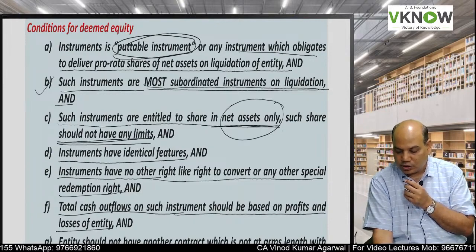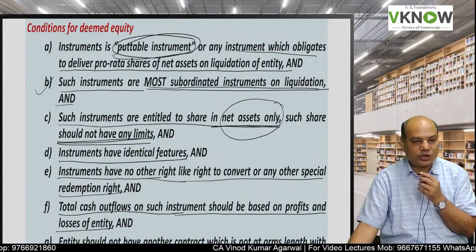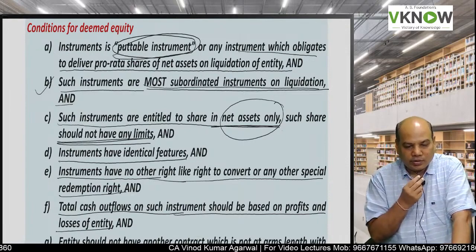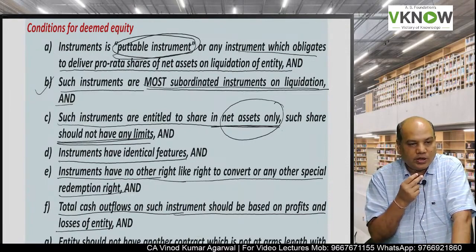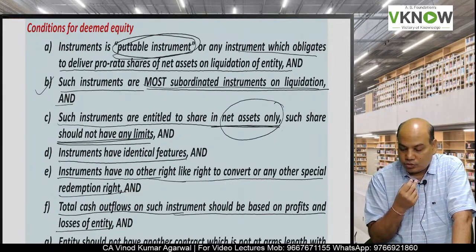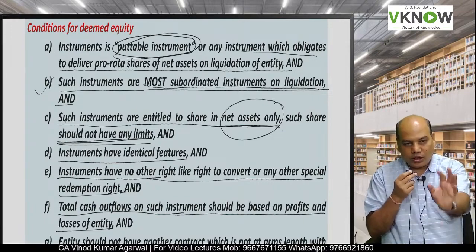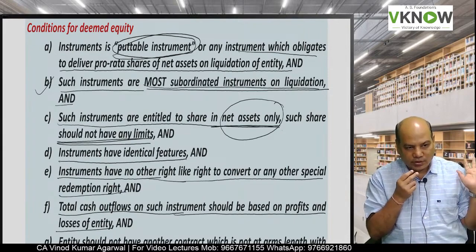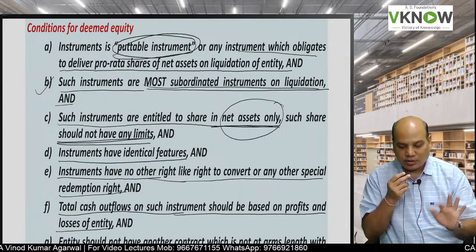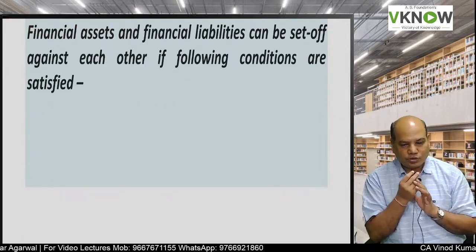And point number G, entity should not have another contract which is not at arm's length with such instrument holder. The last line probably is not appearing on the screen. That means there should not be any other contract with the same holder which is not at arm's length, so that there is no benefit transferred in any other form. If these conditions are present, then the instrument will be treated as deemed equity and will be accounted as equity instrument, not as a debt instrument.